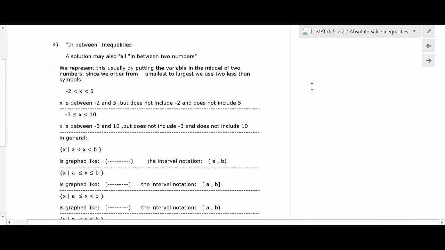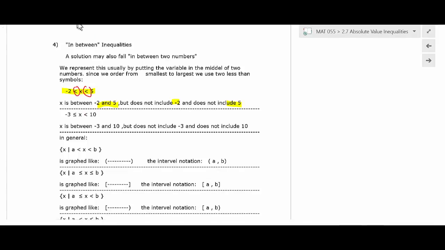Let's do these things we call in-between inequalities. Anytime you see two less than symbols, it's saying x is between -2 and 5. It's in the middle of -2 and 5, and it does not include -2 and 5. The reason is that those less than symbols don't have equal bars under them. So that would be every number between -2 and 5, an infinite number of numbers because there are decimals and fractions. So you write it that way.